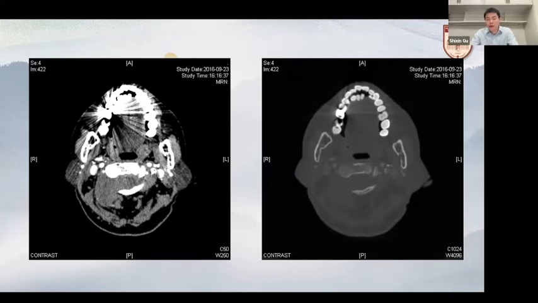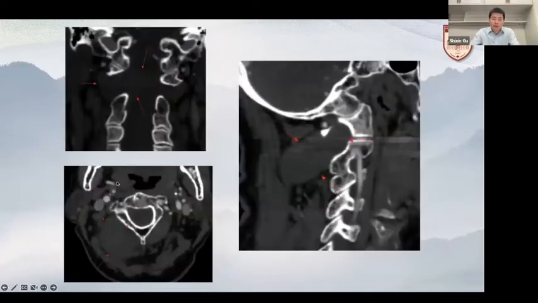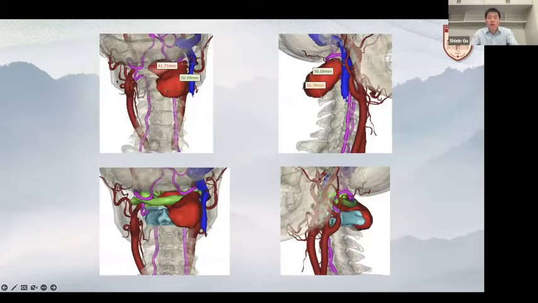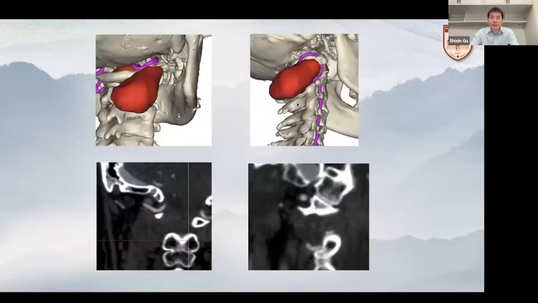The enlarged C1-2 intervertebral space can be seen on CT. Axial CT reconstruction can show the relationship between the tumor and the enlarged C1-2 gap. We also do a 3D reconstruction image on the computer. We can see the relationship between the tumor and the posterior arch of C1, the relationship with the intervertebral foramen, the relationship with the vertebral artery, and the relationship with the lateral vein, all very clearly displayed.